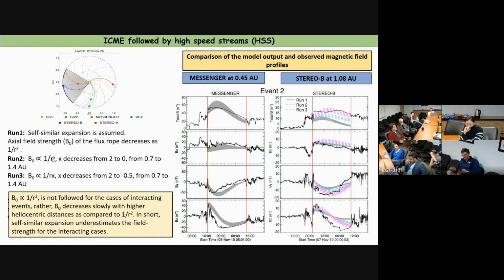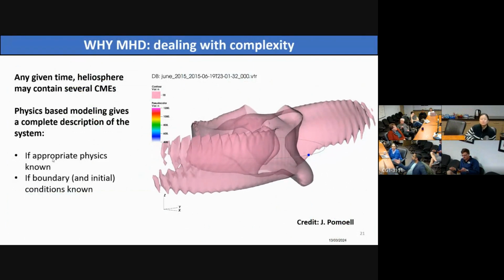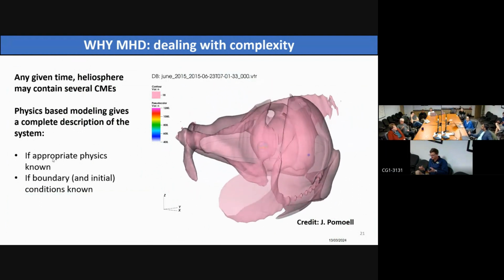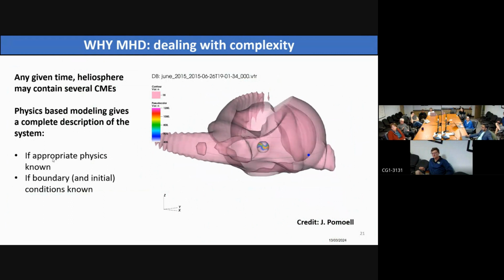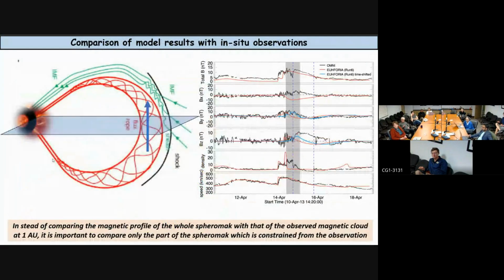But if you go to MHD, there are lots of free parameters. The first thing is that you need to prepare your background solar wind properly before injecting the flux rope. If you see the speed profile, there is very nice matching, right? There I had to do a lot of iteration before producing this speed profile.